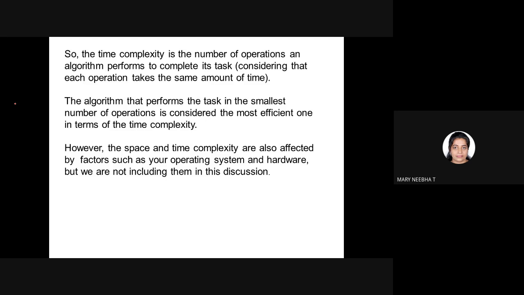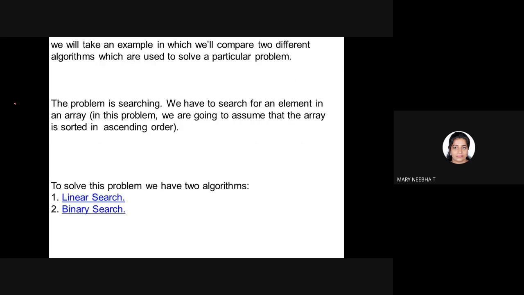So this may also be affected by other factors like the computer, operating system, hardware, and the processors we are using. Okay, so 5th gen, 7th gen, 10th gen. All this also affects your time and space complexity. So it is not only the lines.